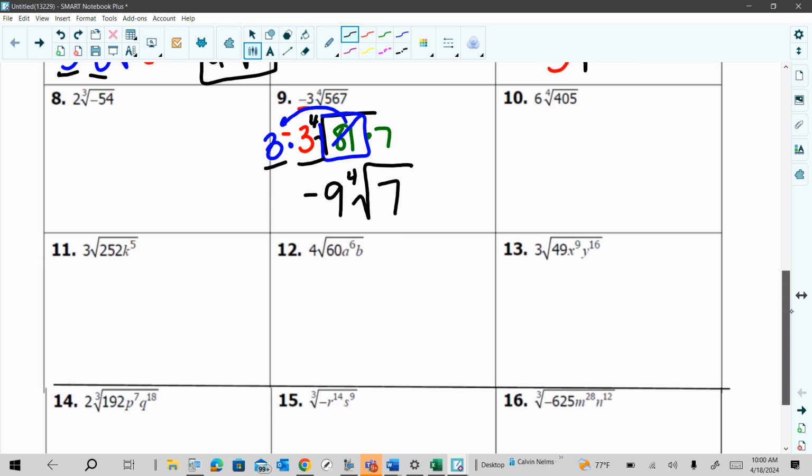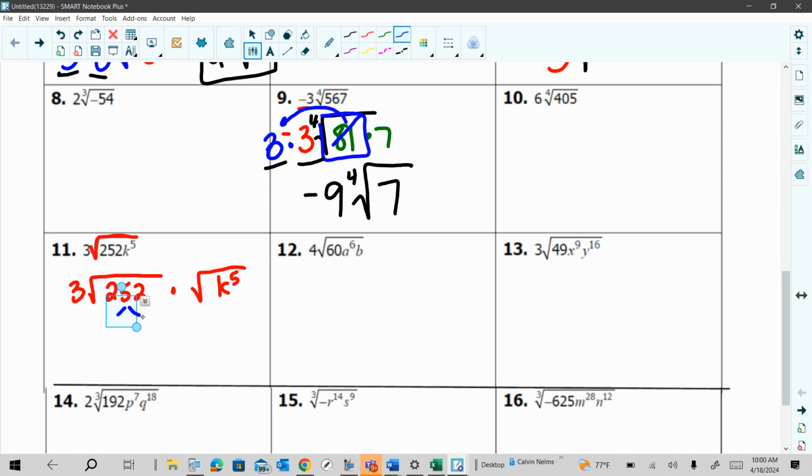All right, so let's now talk about when you have variables, okay? So you're going to do the numbers the same, but now the variables is when we're going to have to divide by the index. We want it to divide into it evenly. Remainders will stay underneath the radical. Your quotient will come out. So like on number 11 here, we have 3 times the square root of 252, x to the 5th power. So I'm just going to do my number and then my variable.